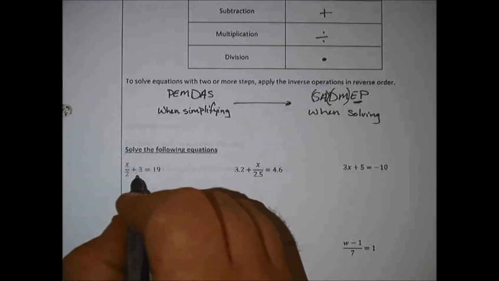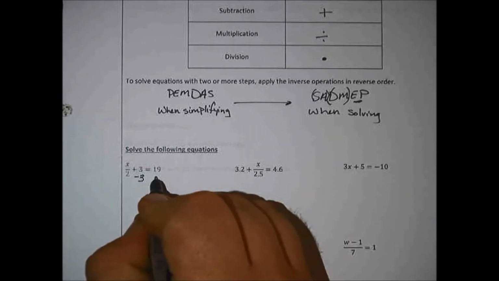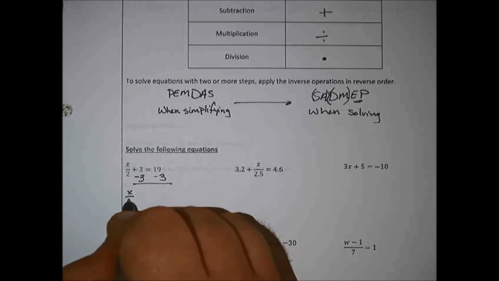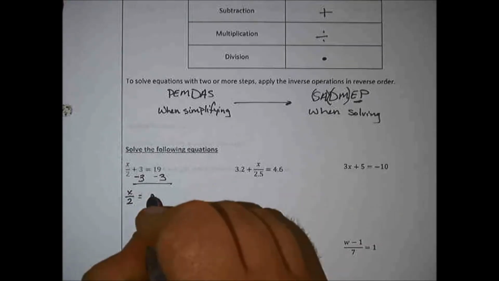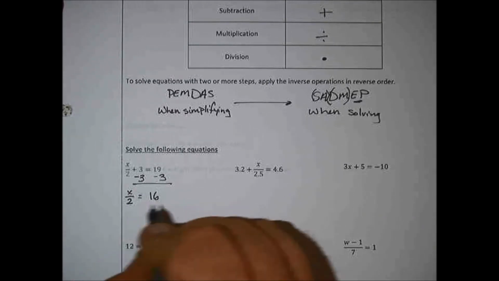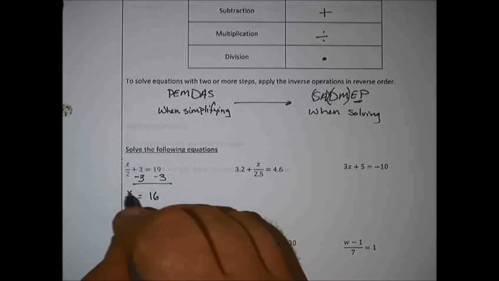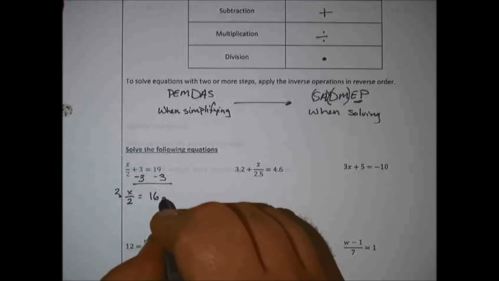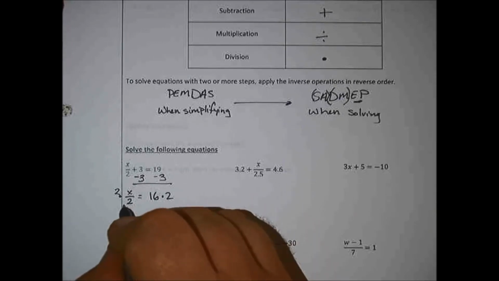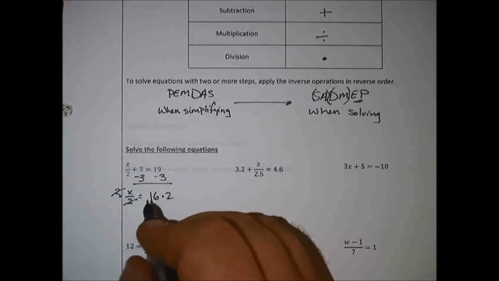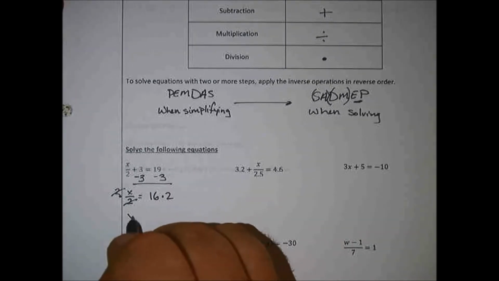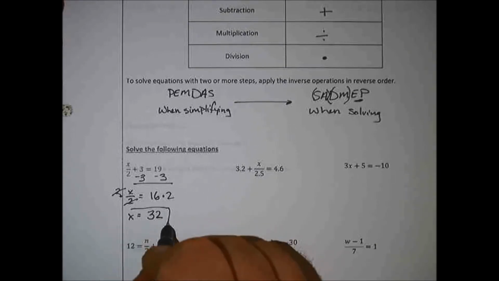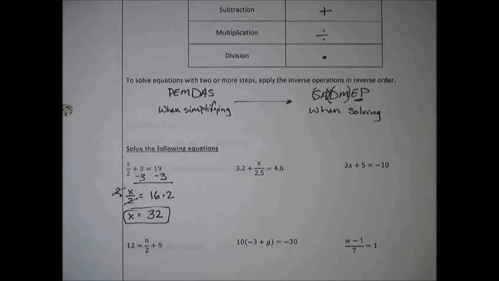All right, I'm going to pull that -3 off of there by subtracting it. All right, I have x over 2. 19 minus 3 is 16. And now I still have something else happening to this x. It's being divided by 2, so I'll multiply it by 2. Multiply by 2 on both sides. Make sure you do everything on both sides. And x equals 32. 16 times 2 is 32. Okay?